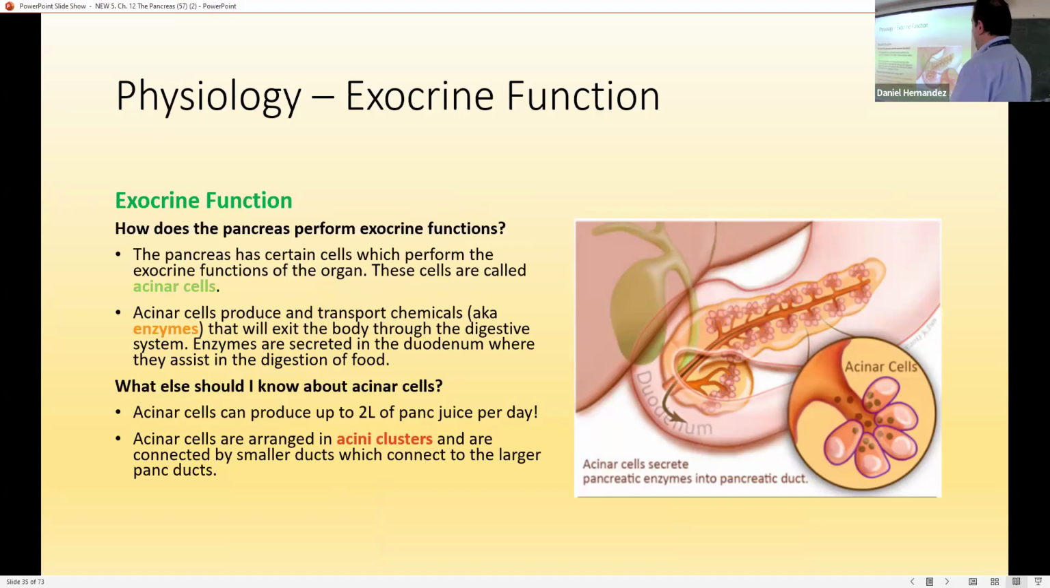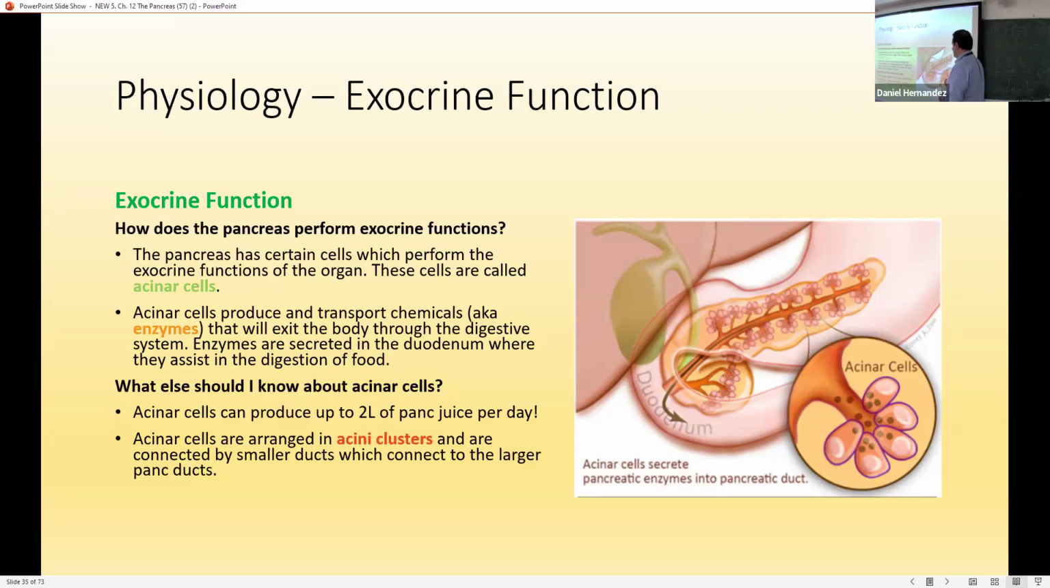So, exocrine function. Now we're talking about the digestive enzymes. The pancreas has certain cells which perform the exocrine functions. The digestive enzymes are produced by the acinar cells. The acinar cells produce and transport chemicals that will exit the body through the digestive system. Then these enzymes are secreted in the duodenum where they assist in the digestion of food.